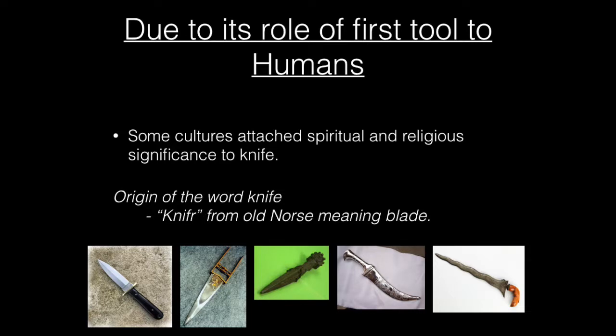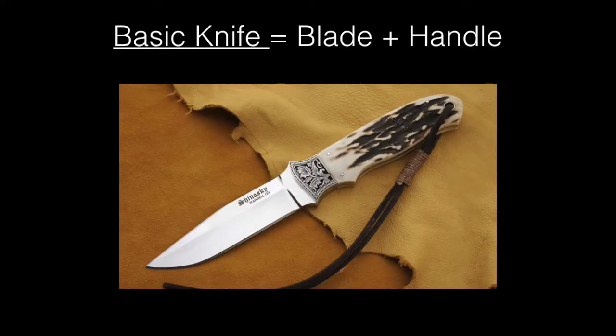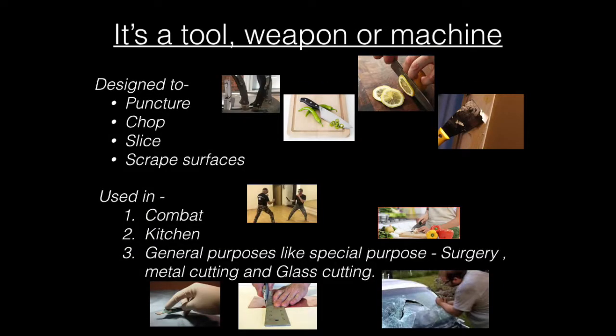Due to its role as the first tool to humans, some cultures attached spiritual and religious significance to the knife. The word knife comes from the Old Norse word knif, meaning blade. Okay, so what does a basic knife consist of? That is, a blade and a handle. The knife is a tool, weapon, or machine designed to puncture, chop, slice, and scrape surfaces, and is used in combat, kitchen, and general purposes, as well as special purposes like surgery, metal cutting, and glass cutting.